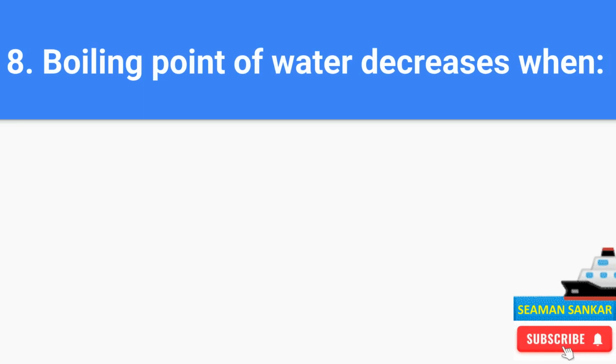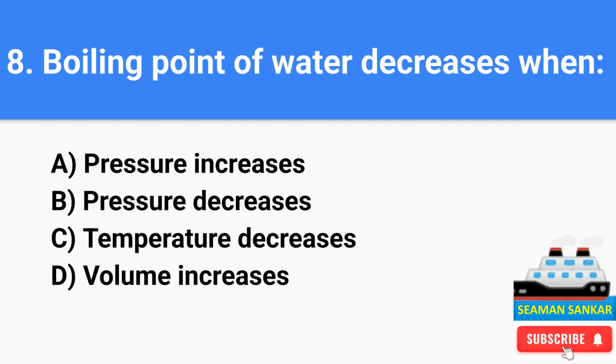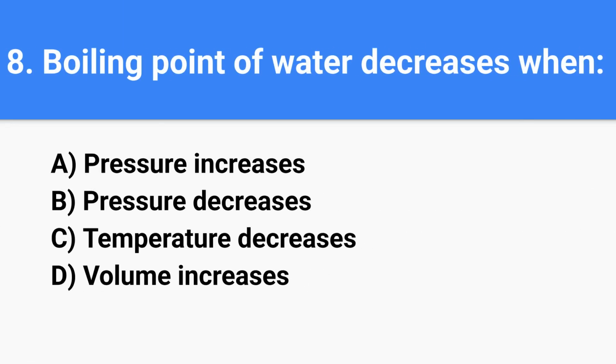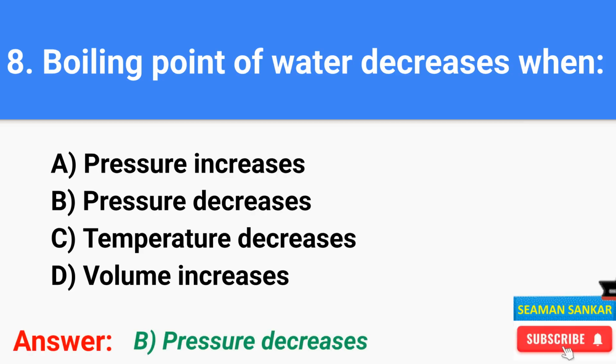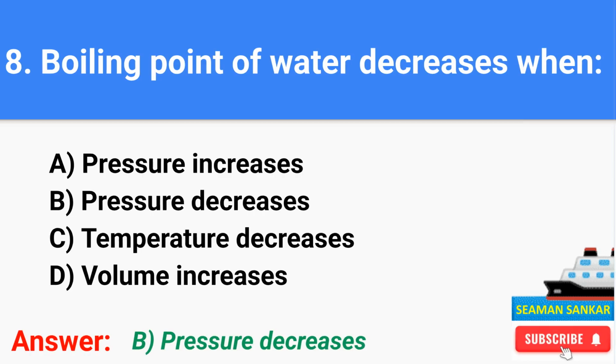Question 8. Boiling point of water decreases when A. Pressure increases, B. Pressure decreases, C. Temperature decreases, or D. Volume increases. The boiling point of water decreases when B. Pressure decreases. This principle is key to low-temperature evaporation.